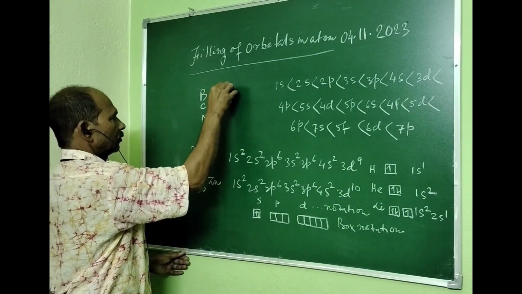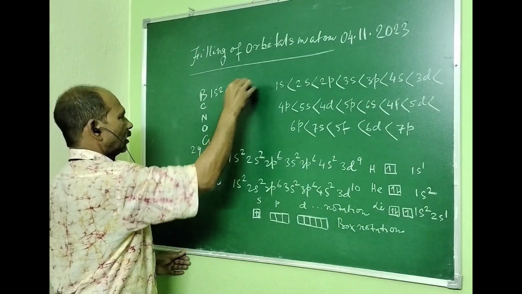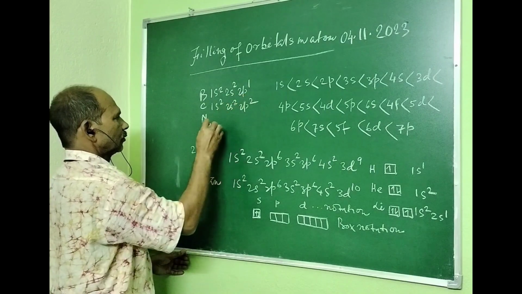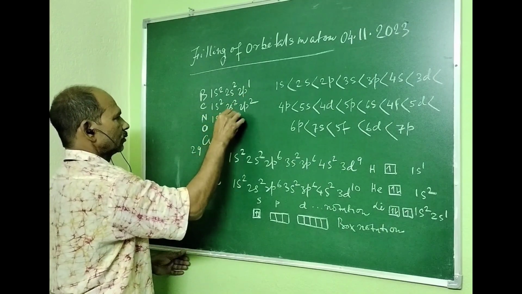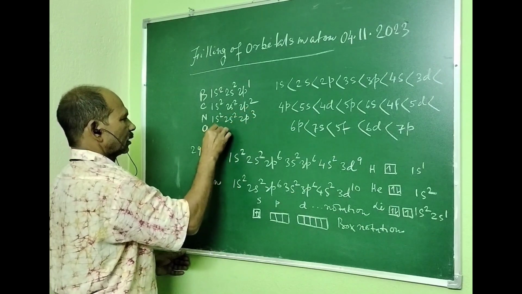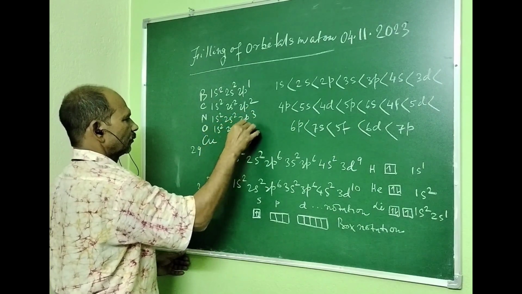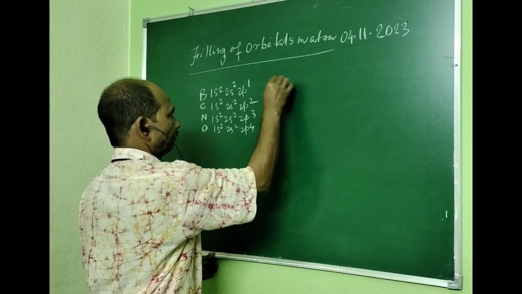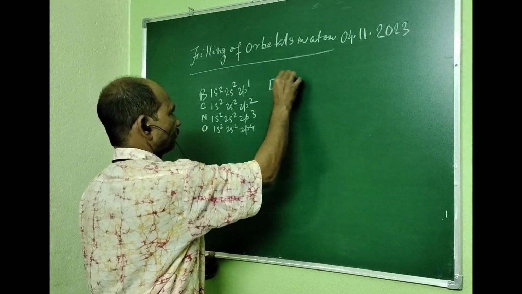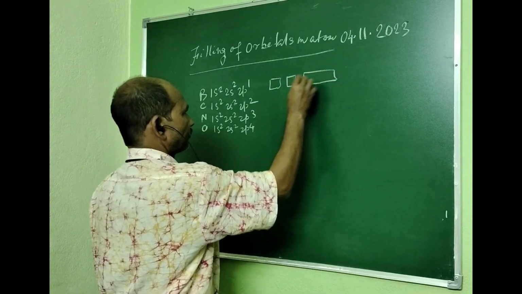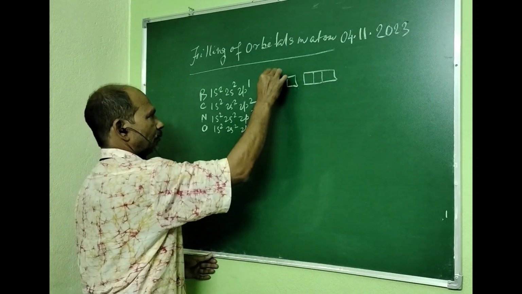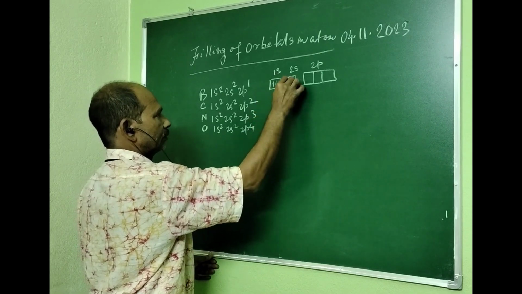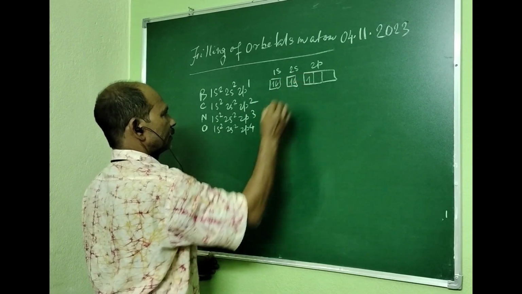1s2, 2s2, 2p1; 1s2, 2s2, 2p2; 1s2, 2s2, 2p3; and 1s2, 2s2, 2p4. And the box notation also will be like this for boron. This one is 2s, 2p. Two electrons are here, two electrons are here, and one electron here.